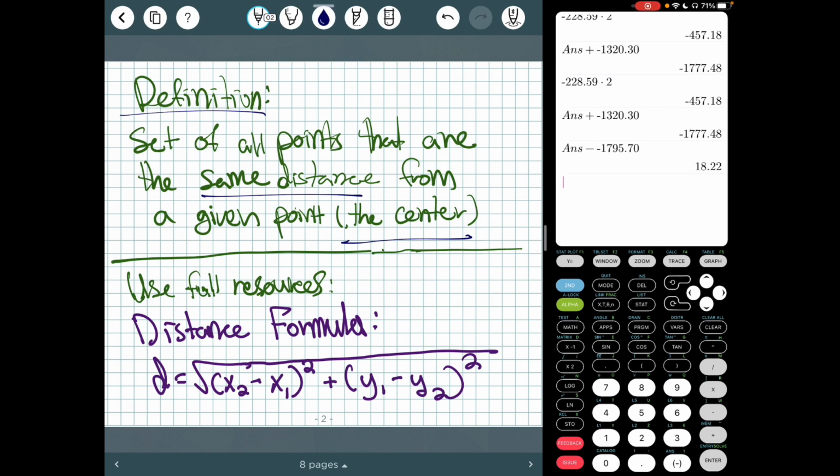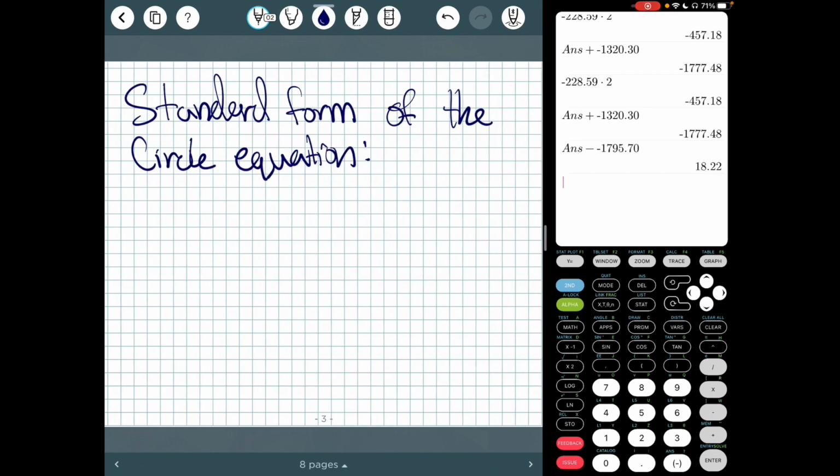Some useful resources that you'll need when solving some circle equations is a distance formula. Like if you're given two endpoints, you might want to find the center from that. So this is the distance formula. Okay, so let's start out with the standard form of the circle.